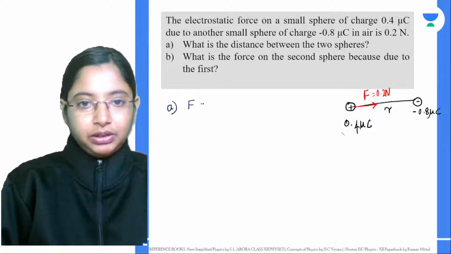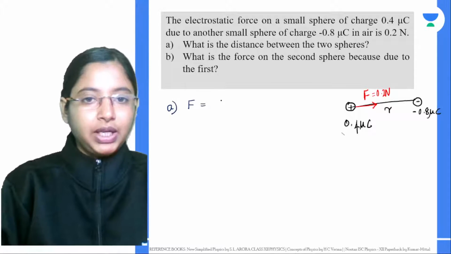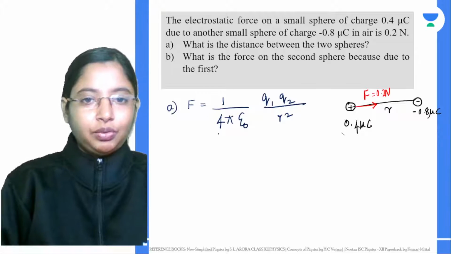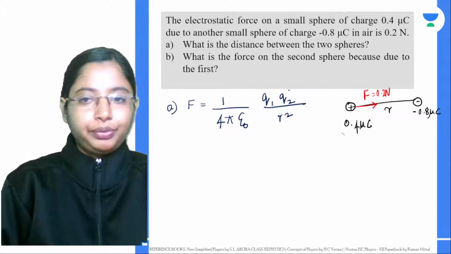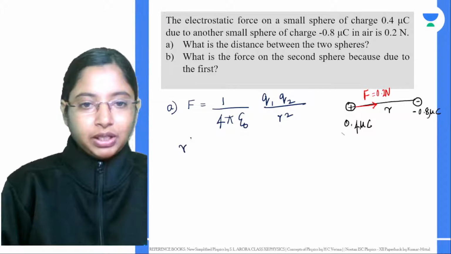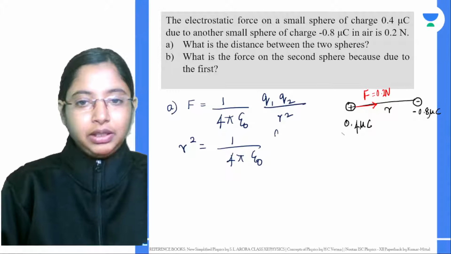For that we need to know Coulomb's force, right? Coulomb's force is given by 1 by 4 pi epsilon naught Q1 Q2 divided by R square. We know F, we know the value of 1 by 4 pi epsilon naught, and Q1 Q2 is also given, so we just have to find R. So this equation we can write as R square is equal to 1 by 4 pi epsilon naught Q1 Q2 divided by F.